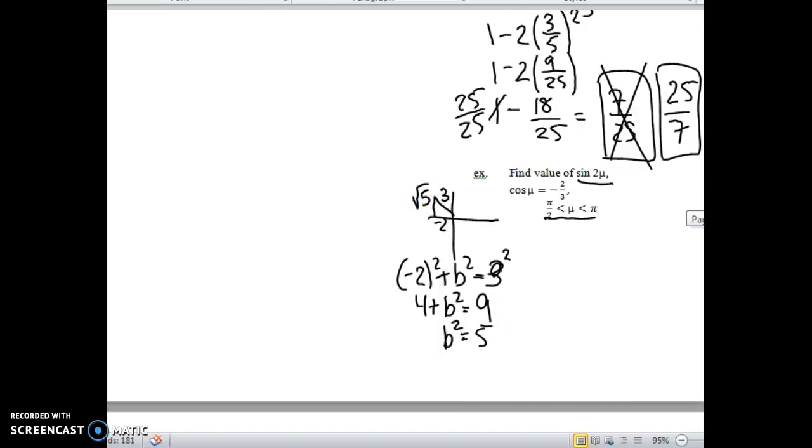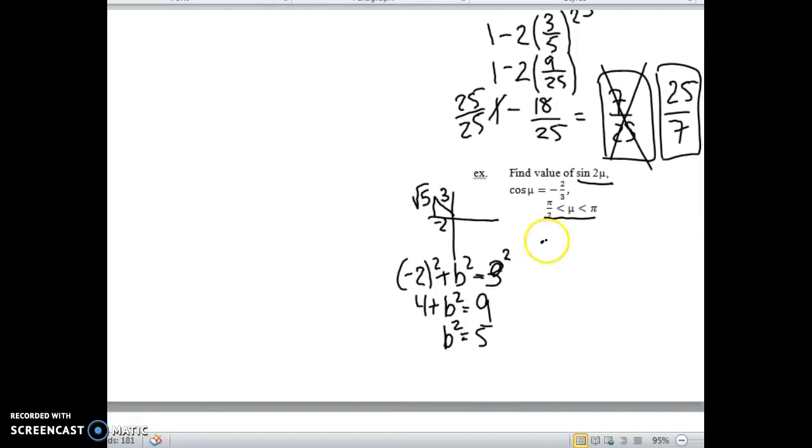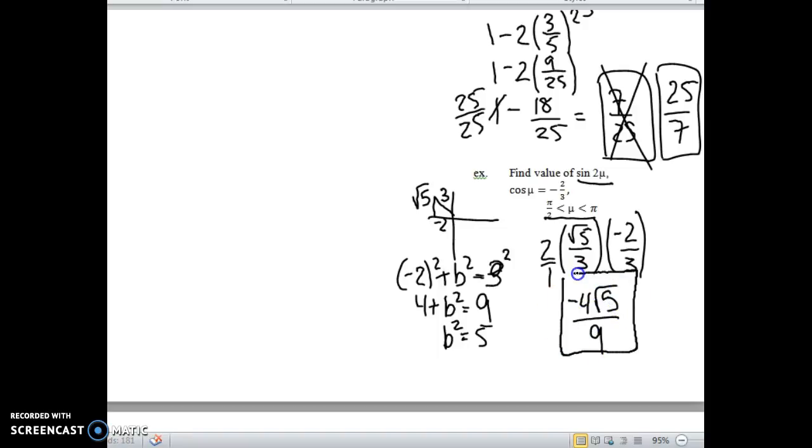So now I can use my formula, 2 sine cosine. So I'm going to do 2 times the sine value. The sine is going to be root 5 over 3. The cosine value is -2 over 3. Now I can multiply my fractions. Remember, that's 2 over 1. So I get -4 root 5 over 9. And that would be the value of the sine of 2u.